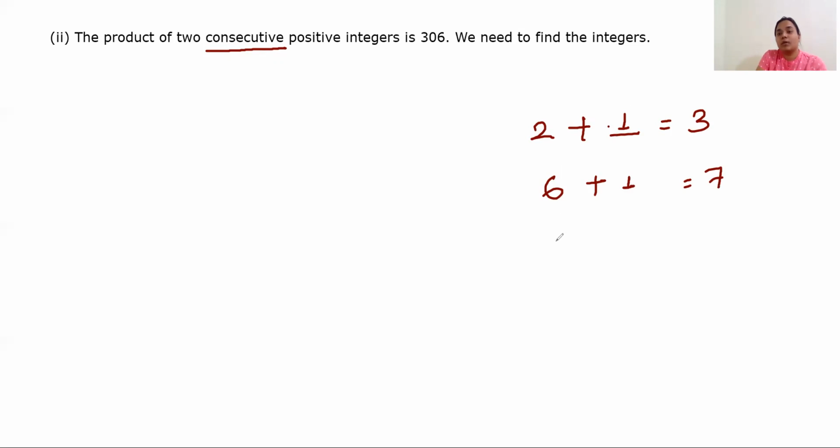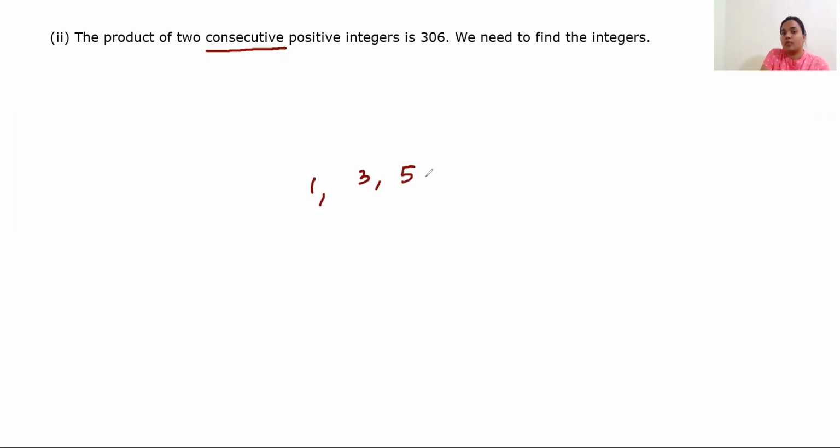So let our first number be x. What can be the other number? It will be x plus 1. If they're asking consecutive positive integers, it will be x, x plus 1, x plus 2, x plus 3, and it will go on like that. If they're asking consecutive even numbers, their difference will be 2. So x, x plus 2, x plus 4, x plus 6. Consecutive odd numbers: odd numbers are 1, 3, 5, 7, and it goes on like that. Again, the difference is 2. So the first number is x, the second will be x plus 2, the third will be x plus 4, and it will go on like that.